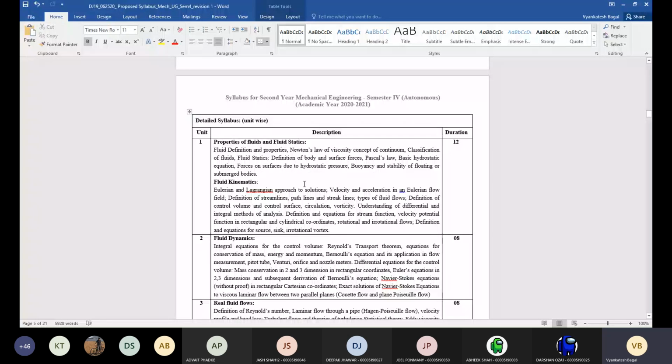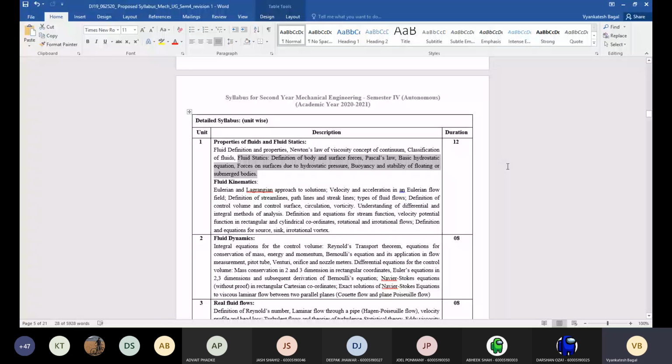What we are going to learn in this module is the basic definitions of fluid properties, and then Newton's law of viscosity, the concept of continuum, and the classification of fluids: what are the different ways by which you can classify fluids. That part we are going to cover up to this point. This part is properties of fluids, basically an introduction to the basic properties. And from this point onward, we are going to study the statics part, fluid statics.